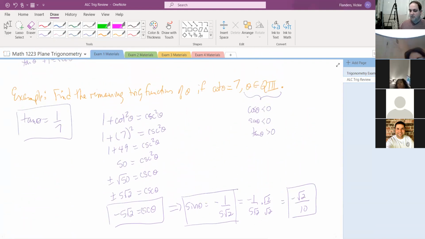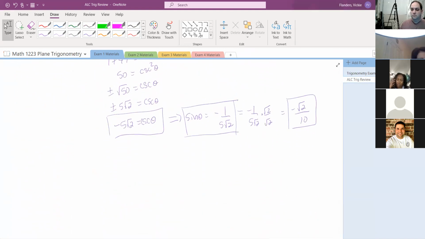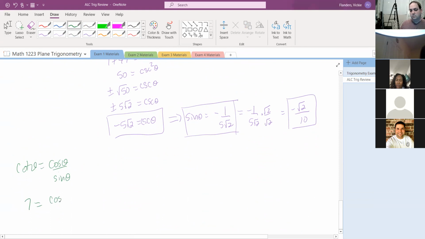Meaning what? Because you're finding cosine, right? So you have that alternate form there where sine theta times cotangent equals cosine. Okay. I'm going to write down that cotangent theta is cosine theta over sine theta. So cotangent theta is 7. That's cosine theta over sine theta. Sine theta is negative 1/5 square root of 2.